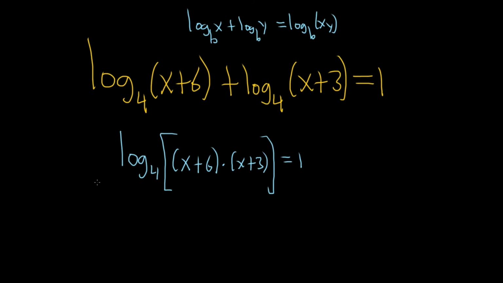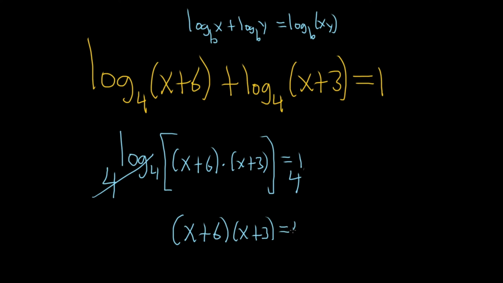So what we can do is we can exponentiate. Basically, we're going to put a 4 here, and a 4 here. And when you do that, these cancel. And so you're left with x plus 6, x plus 3. And here there's a 1, so it'll be 4 to the 1, which is 4.